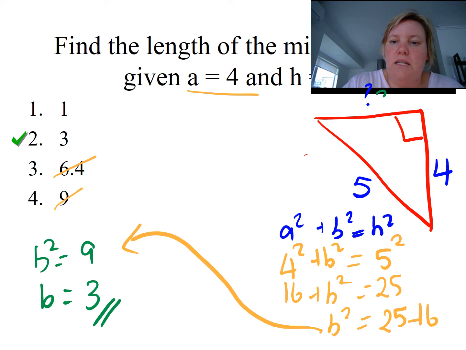So this is a 3, 4, 5 triangle. It's a bit of a special one. If you notice all the numbers are whole, when that happens, it's known as a Pythagorean triple, which is pretty special.